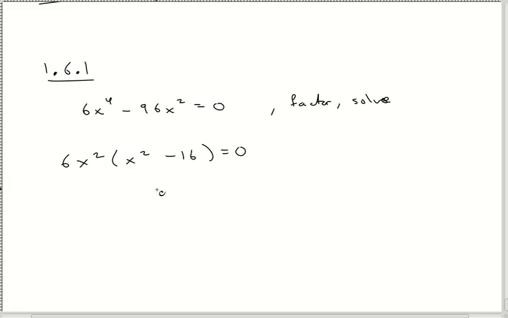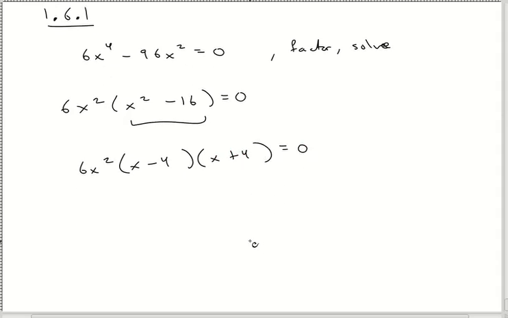Cool. Can I factor this? And the answer is yes. That ends up being a -4 and a +4. Isn't that cool? Of course, what two numbers multiply to make 16? 4 and 4, and they add up to make a 0 in the middle, 0x. But we already covered that in the previous section.